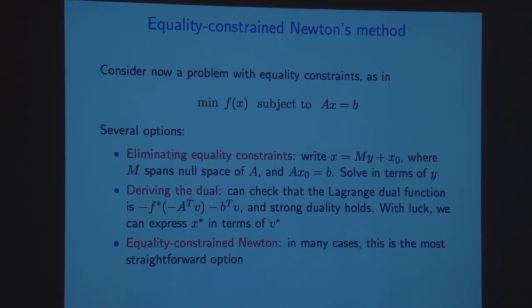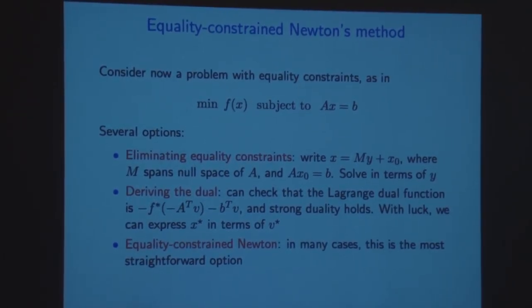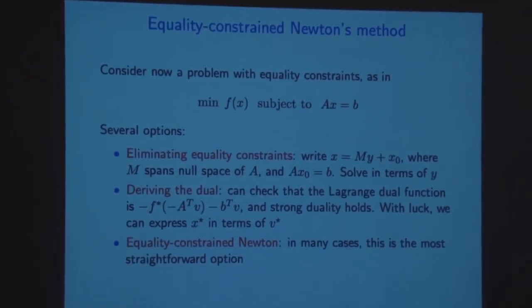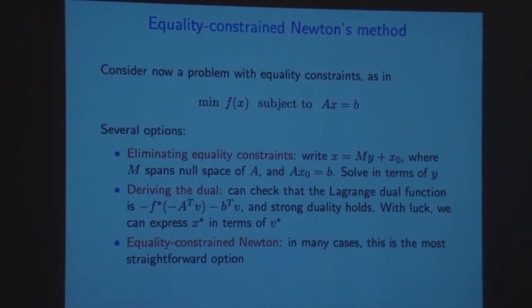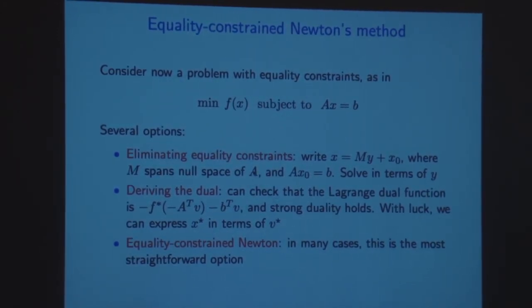So what happens if we have a problem with equality constraints? We want to minimize f of x subject to Ax equals b. There are three things we can do, roughly speaking. The first is to eliminate the equality constraints, which is to reparameterize the problem in terms of essentially the null space of A, and solve everything in that new parameterization. We already learned this trick at the very start of the class. This is not a bad idea, but it's not always the greatest, because it requires us, first of all, to find a matrix that spans the null space of A, and it could also ruin any structure we had.